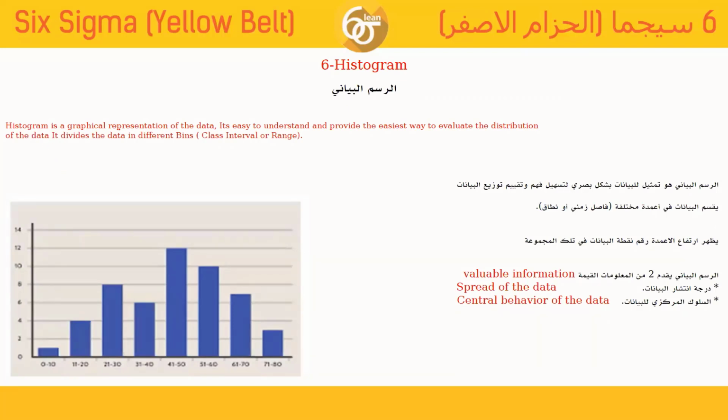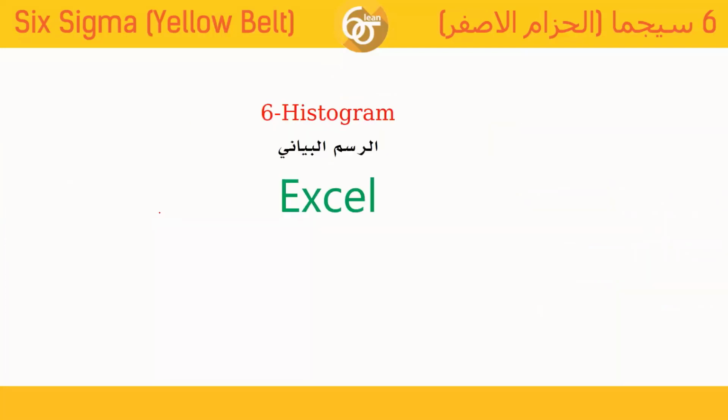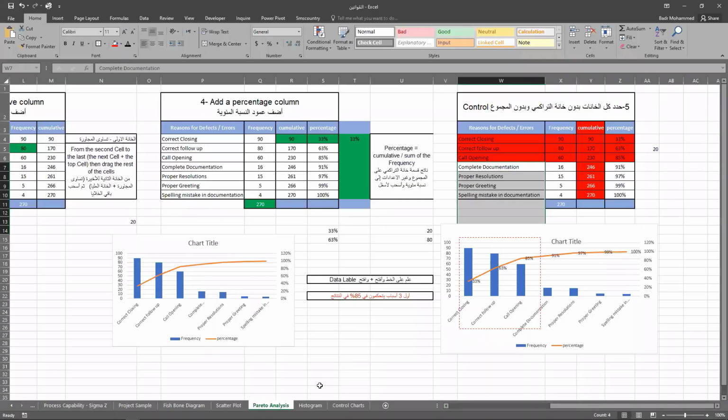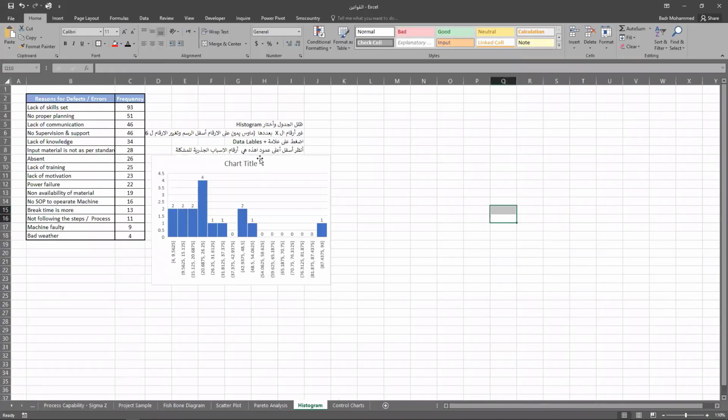So this is a histogram. A histogram is a graphical representation of the data. It is easy to understand and provides an easy way to evaluate the distribution of the data, dividing it into different bins, or we call it class, level, or range. And this is the shape of the histogram. Many of us use the histogram from Excel.